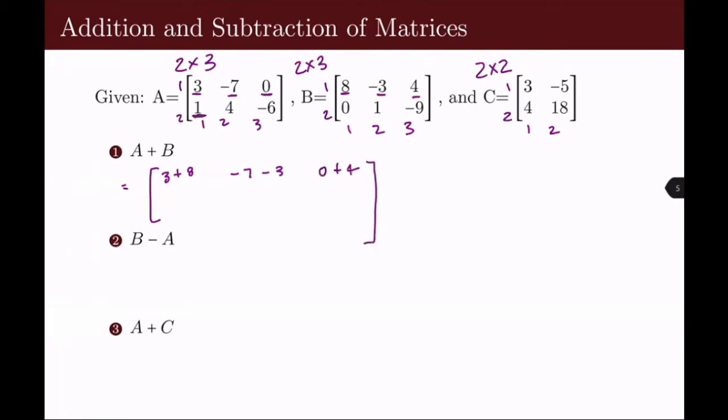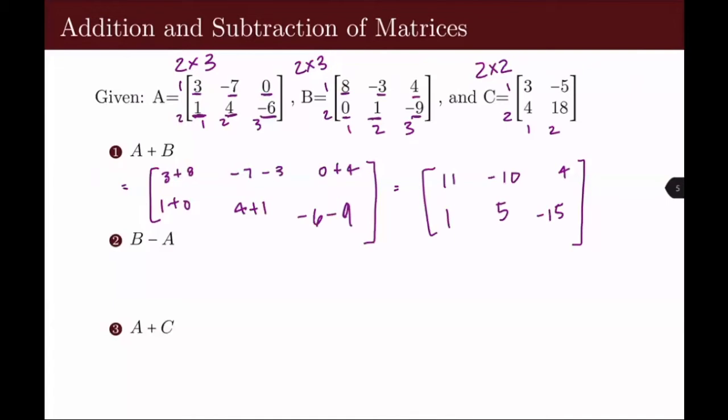Row 2, column 1 will be 1 plus 0. Row 2, column 2 is going to be 4 plus 1. And then row 3, column 3 is going to be -6 minus 9. So that means matrix A plus B is going to be 11, -10, 4, 1, 5, -15. And that's it for adding and subtracting matrices.